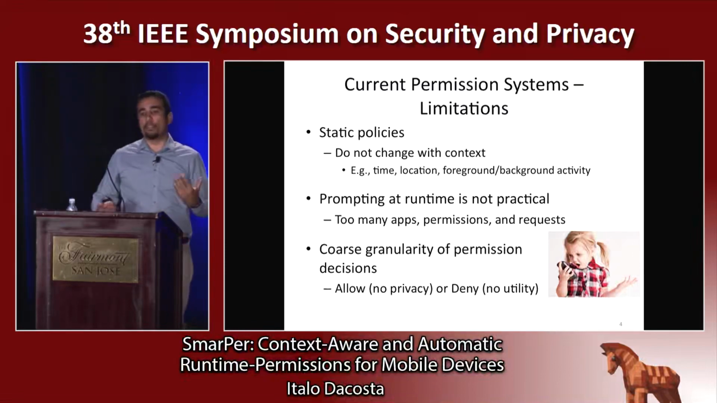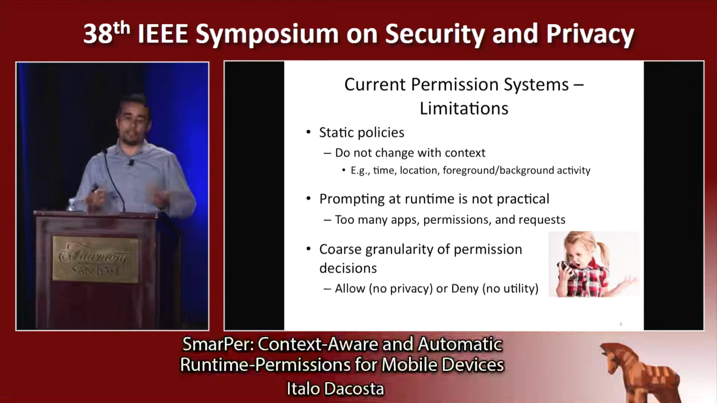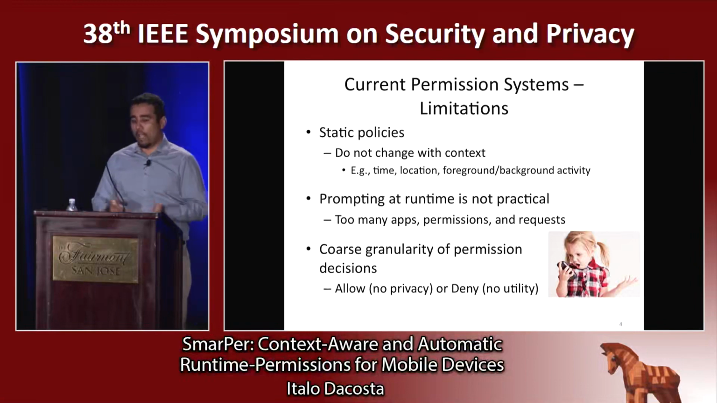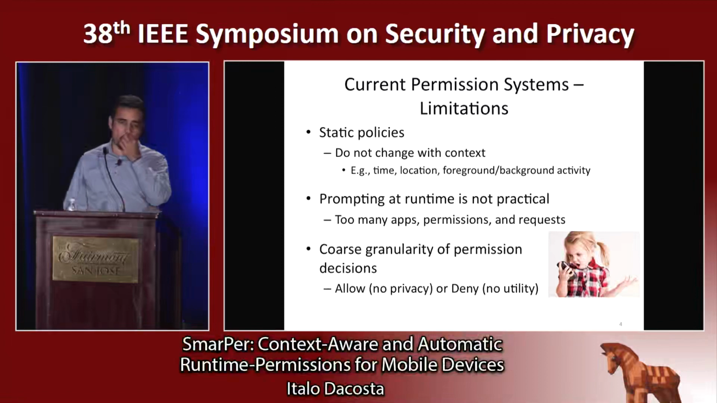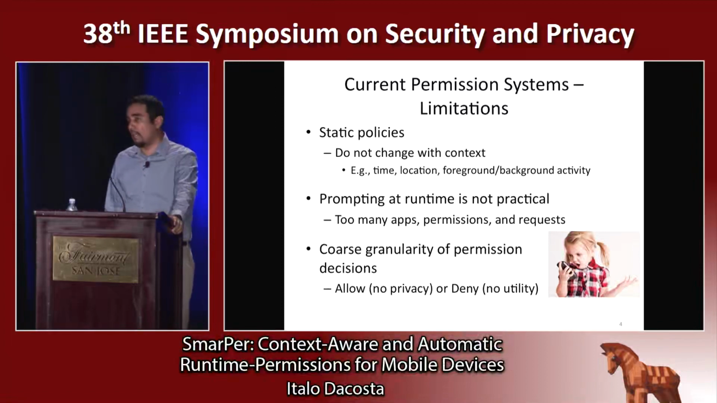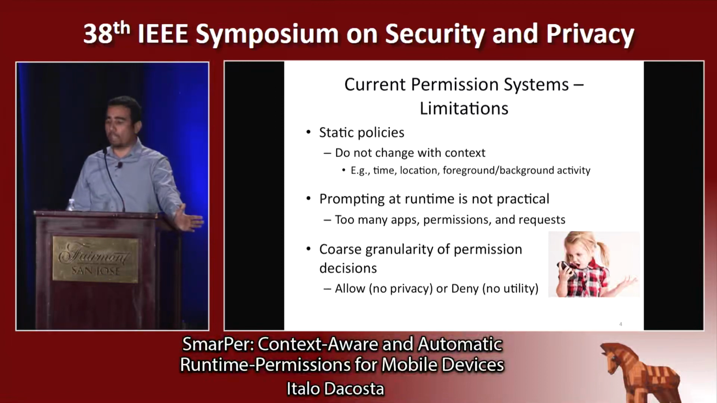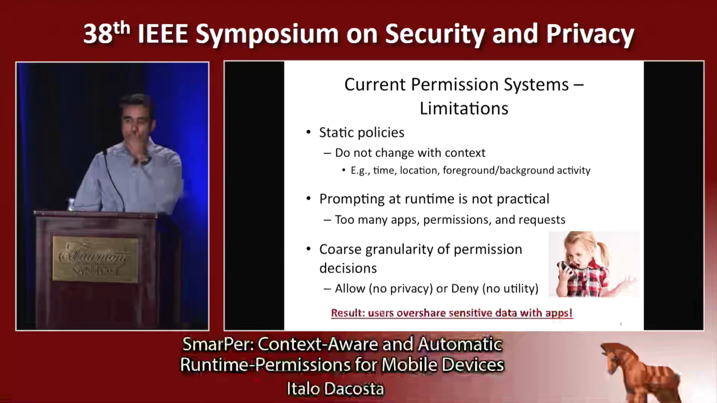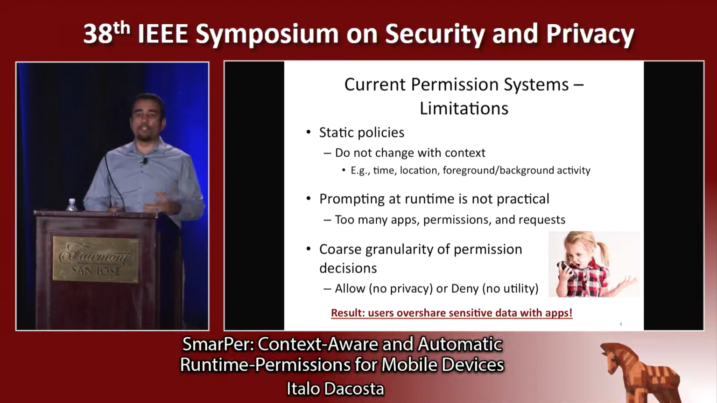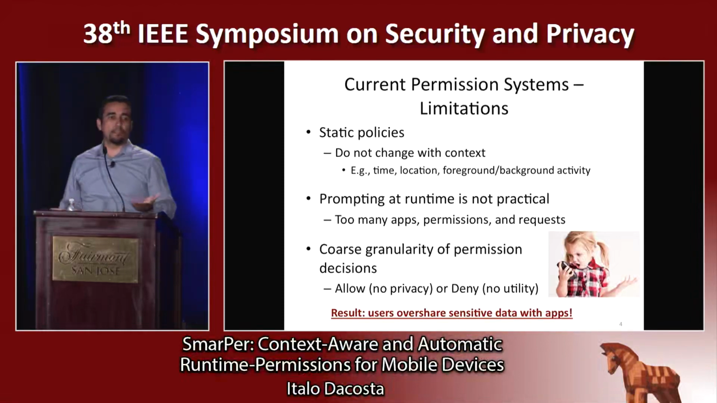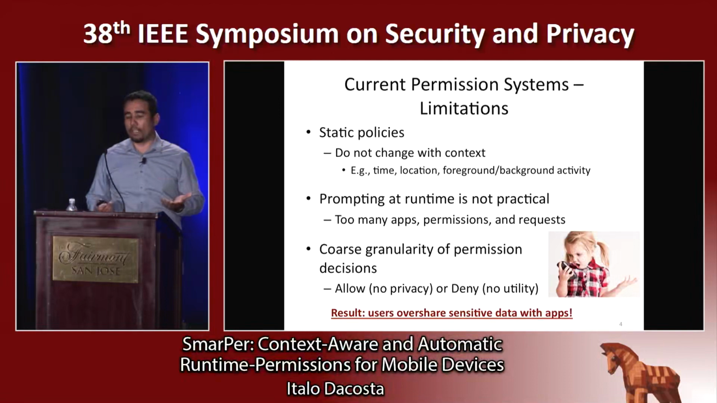Another problem is that users can only allow, that means providing full access to a sensitive resource and having no privacy, or can only deny, and in some cases have no utility at all by denying access to a resource to an app. As a result, what we have today is, in reality, as somebody commented before me, users will tend just to allow all these permissions all the time and overshare sensitive information with apps. So in practice, these permission systems are not working as intended.